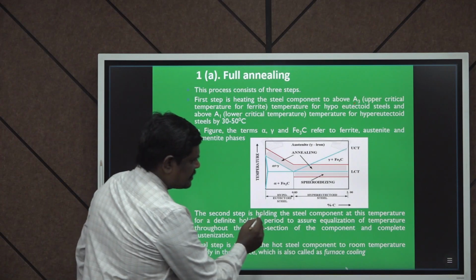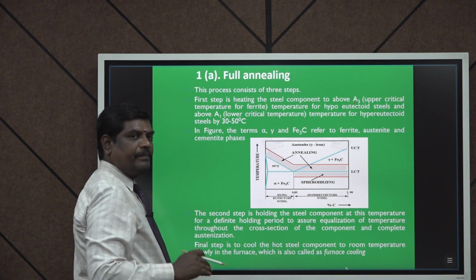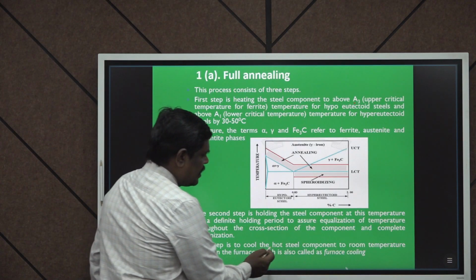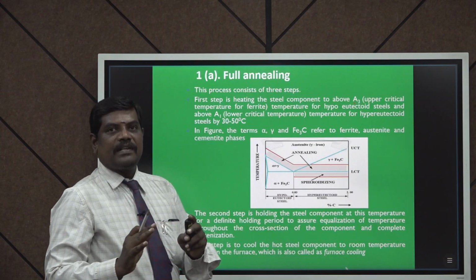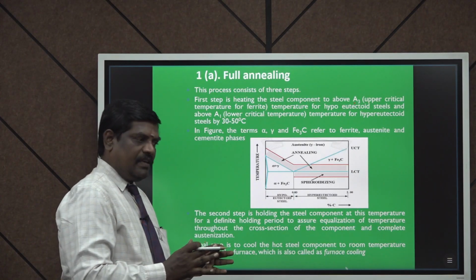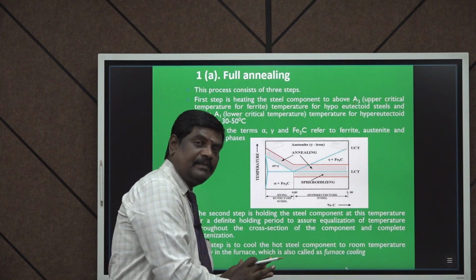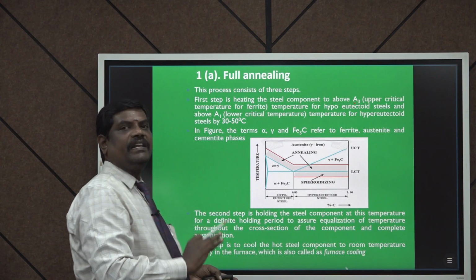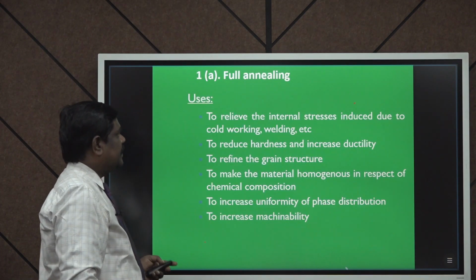The second step is to hold the steel component for a particular time, maybe 2 hours, 4 hours, and the final step is to cool in the furnace. We cannot use air as the medium, we keep the material inside the furnace itself and cool the material at a very slow rate for obtaining the soft material.